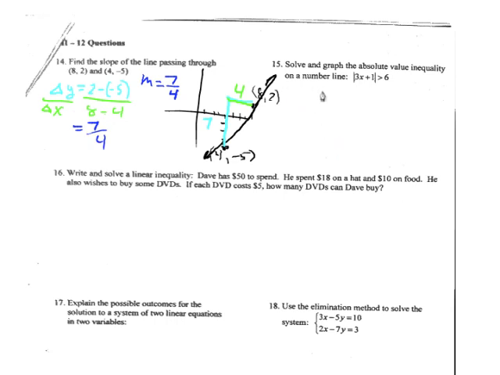Okay. Number 15, solve and graph the absolute value inequality on a number line. Okay, so absolute value, don't let it throw you off. There's a thing right here, I'm going to call it, is greater than 6. Well, it must be greater than 6, or it's less than negative 6. And what is that? That is 3x plus 1. So either this 3x plus 1 is greater than 6, or 3x plus 1 is less than negative 6.